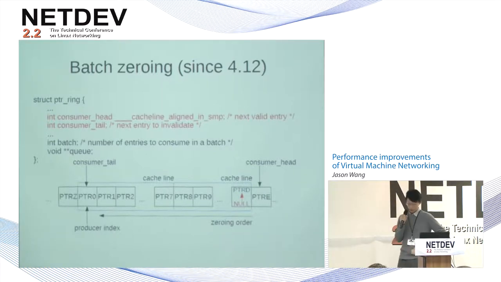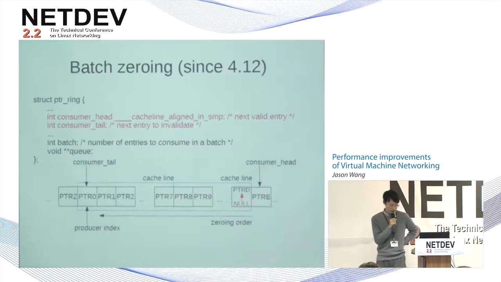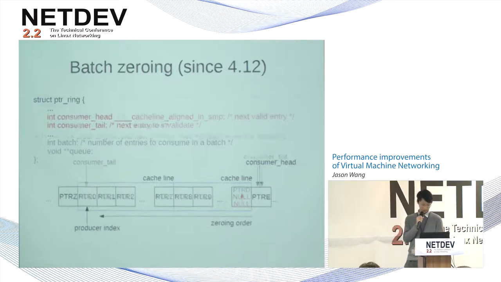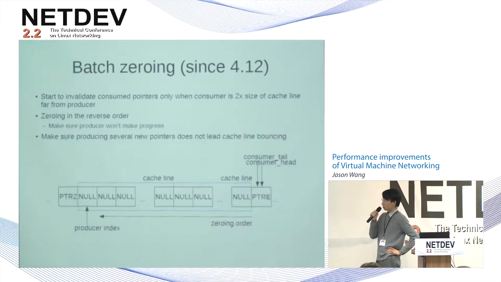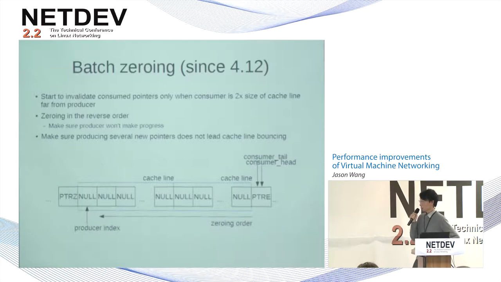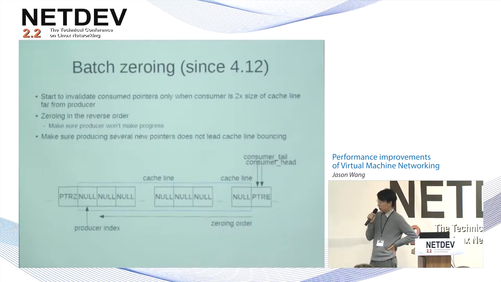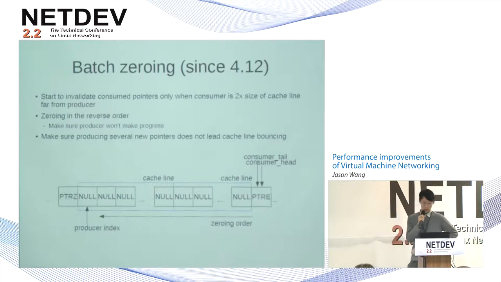In this case, we can keep the producer a little bit far away from the consumer. We only start zeroing the entries when the consumer is two cache lines far away from the producer, and we do the zeroing in reverse order. The reason we do it in reverse order is that we need to make sure the producer won't make any progress and will stay at the cache line. This avoids extra cache line bouncing. After the batch zeroing, if the producer wants to produce several new entries, there will be no cache line bouncing at all, because the consumer is very far from the producer.